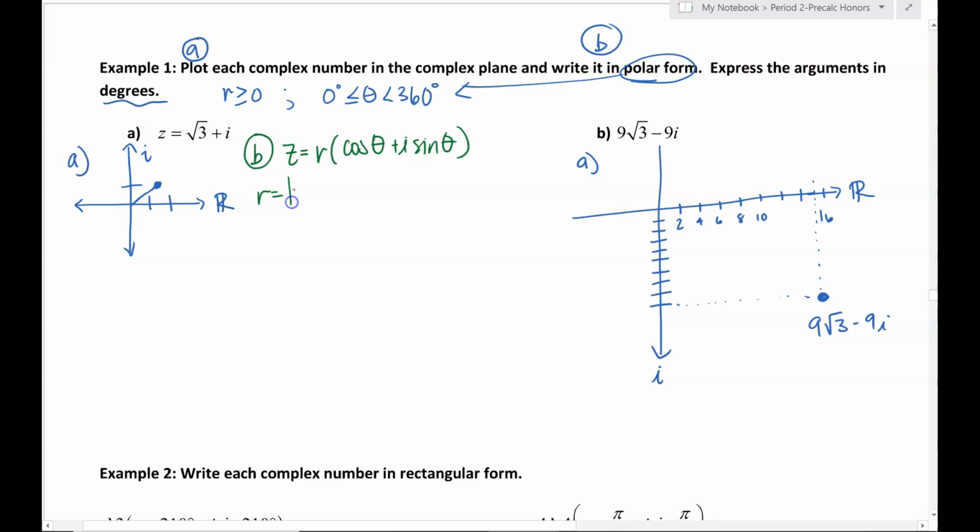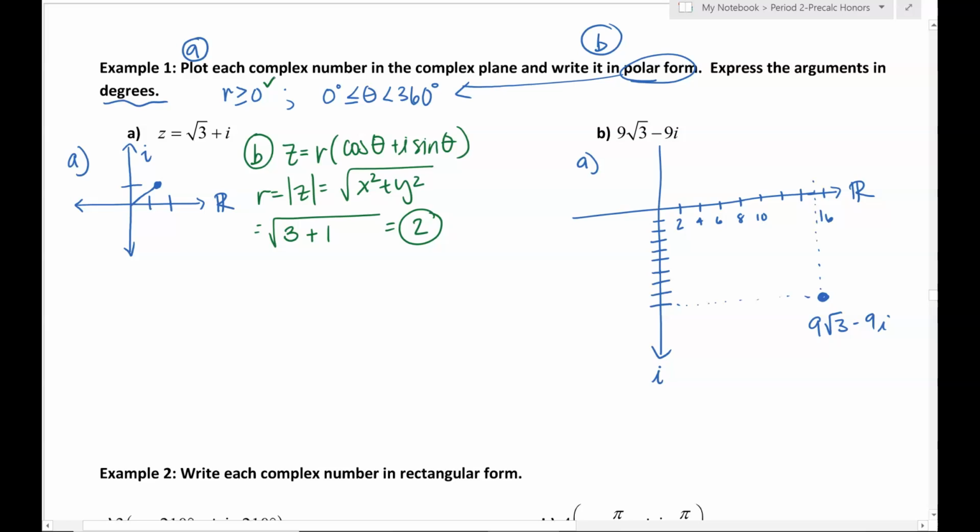Radius is the distance of z, which is the magnitude of z, which is the formula of square root of x squared plus y squared. Okay, x is going to be radical 3, so radical 3 squared is 3. y is up 1, so that's just going to give us 1 in there. That's going to be square root of 4, which gives us a radius of 2, and that's definitely positive, so we are okay with the restriction of radius.